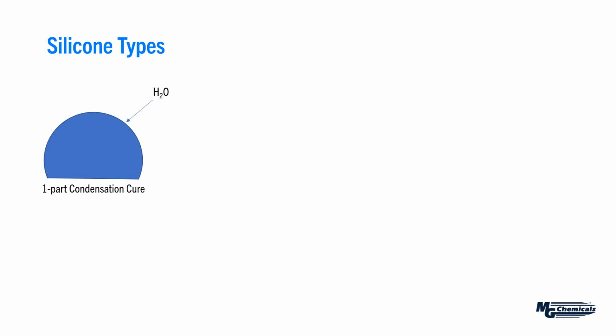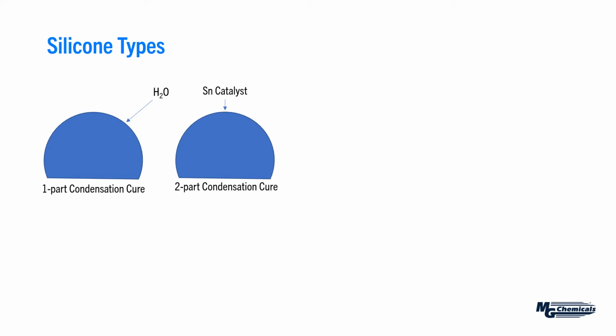So that's why that water molecule is pointing towards the outer edge of that blob that's illustrated there. It is the moisture that is available in the environment of where the silicone is applied.